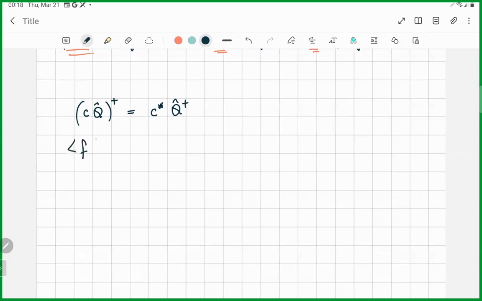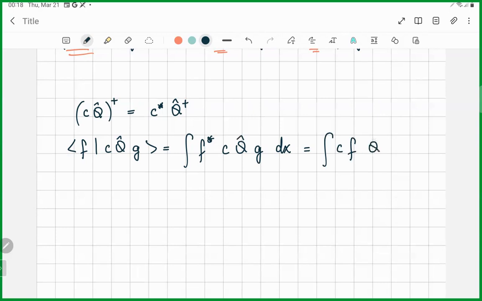So if I write it like this, with the same notation as before, what does this mean? We have the integral of f, we have C, Q, and g. C is just a number, so I can put it wherever I want. I'm going to put it here. But Q is an operator, so I'll keep it on that side, acting on g. Okay, so this is a number C.